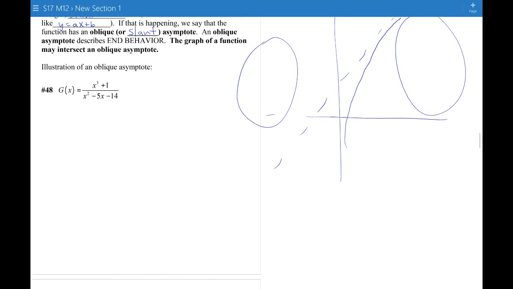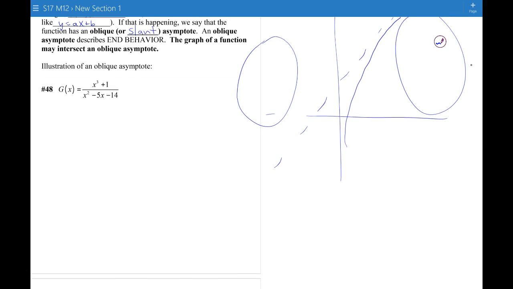So here's an illustration of an oblique asymptote. And I'll talk in a minute about when you can tell that's what's going to happen. But in this case, we have x cubed plus 1 over x squared minus 5x minus 14. So what we can tell about this graph is that the numerator is growing faster than the denominator, but not very much because we have a cubic over a squared. So what we need to do is polynomial long division. And if you don't remember how this works, let's do it really quickly.